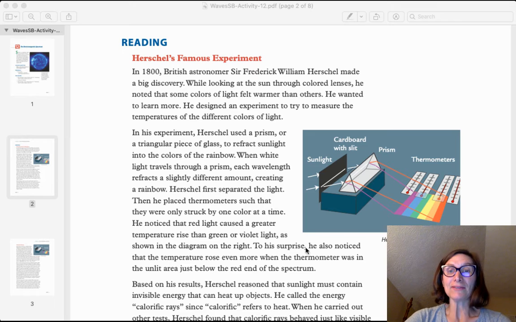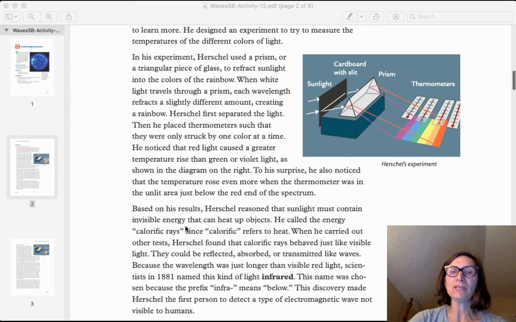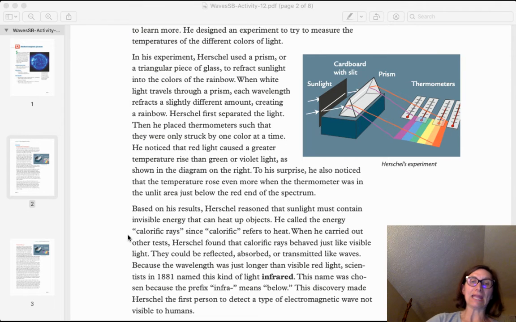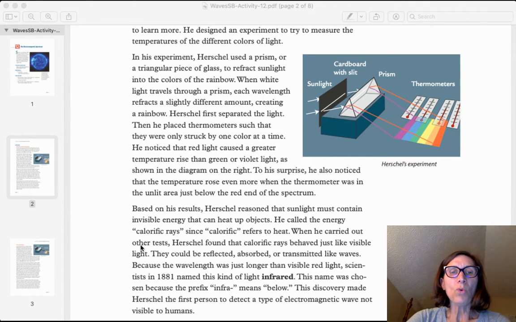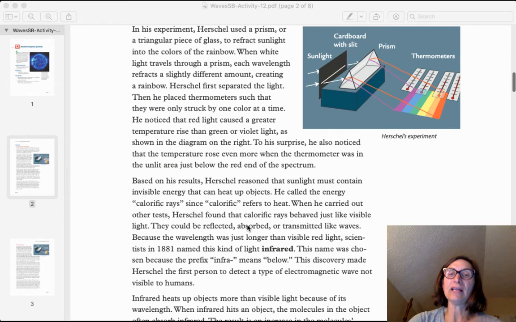To his surprise, he also noticed that the temperature rose even more when the thermometer was in the unlit area just below the red end of the spectrum. Based on his results, Herschel reasoned that sunlight must contain invisible energy that can heat up objects. He called the energy calorific rays, since calorific refers to heat, like calories is the amount of heat for something. When he carried out other tests, Herschel found that calorific rays behaved just like visible light.